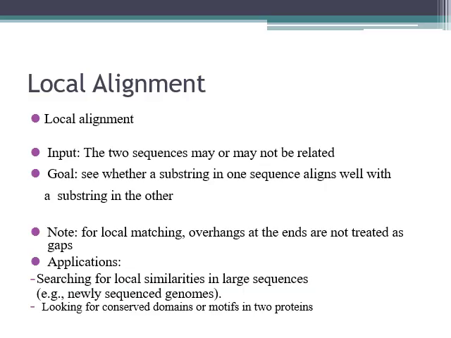So for the local alignment, the input is two sequences that may or may not be related, and the goal is to see whether a substring of one sequence aligns well with a substring of the other sequence. So we try to find out the local stretches of similarity. Note, for local matching, overhangs at the end are not treated as a gap, and applications are searching for local similarities in large sequences, that is newly sequenced genomes, and looking for conserved domains or motifs among the two proteins.